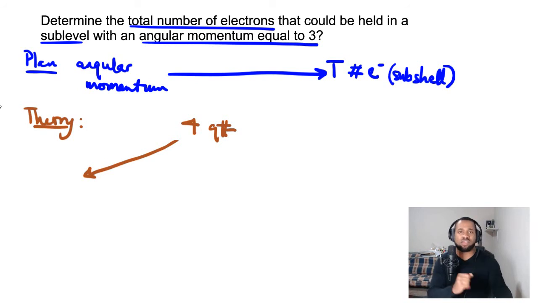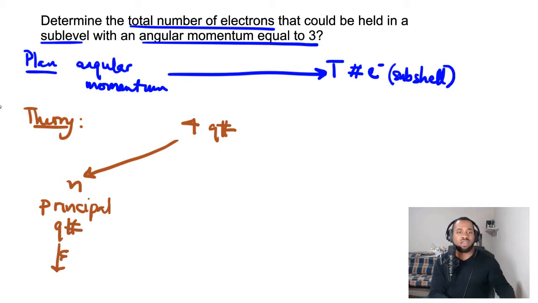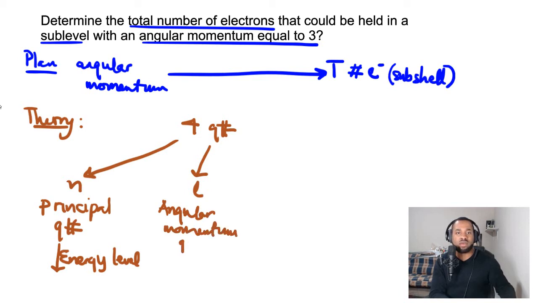The first quantum number is represented as n, which is called the principal quantum number, and this tells us the energy levels that are present in an atom. The next one is represented as L, called the angular momentum quantum number, and this is associated with the specific shape of our orbitals.